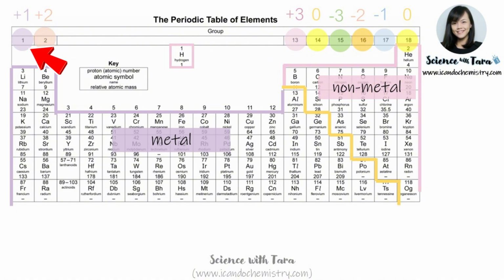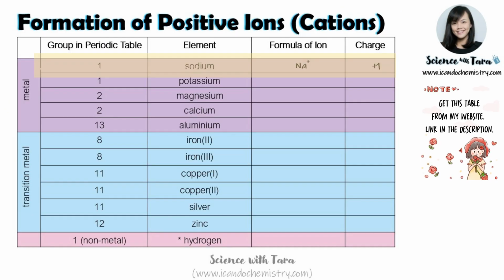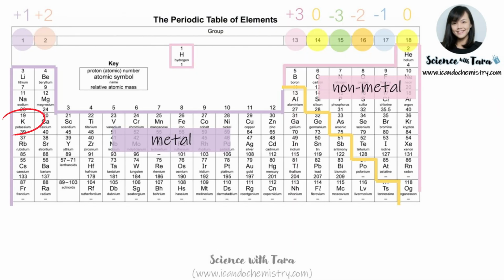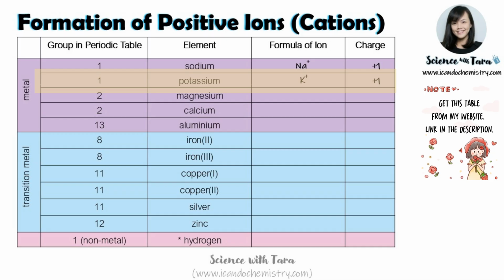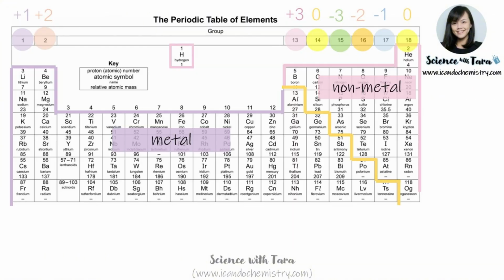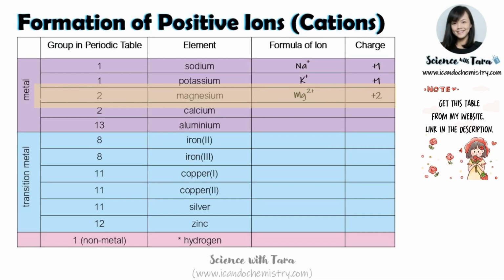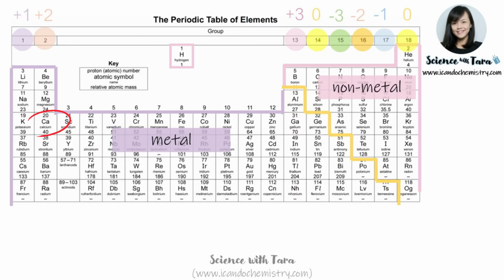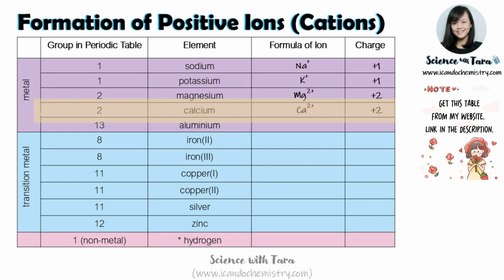Group 1 elements form ions with a charge of positive 1. For example, sodium forms a charge of positive 1 and we write the ion as Na+. For potassium, it forms a charge of positive 1 and the ion is K+. For group 2 elements, they form ions with a charge of positive 2. Magnesium ion has a charge of positive 2 and the formula is Mg2+. For calcium ion, the charge is also positive 2 and the formula is Ca2+.